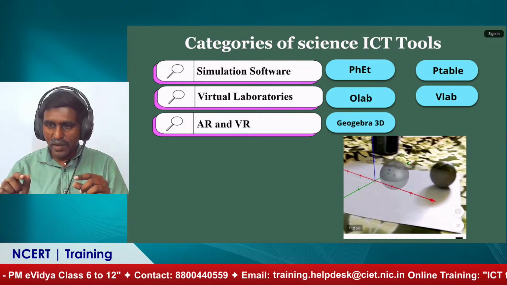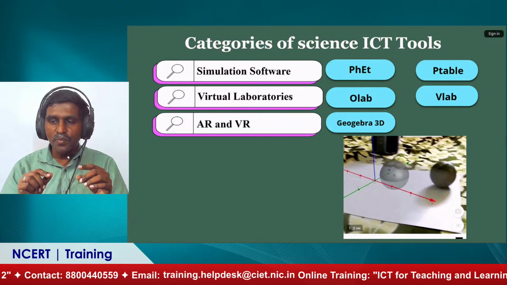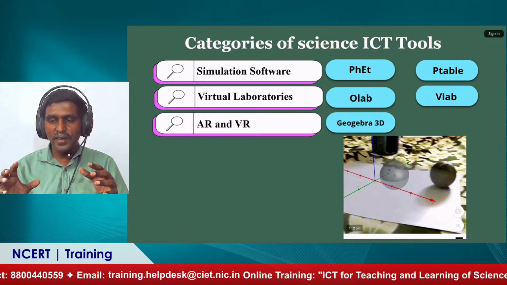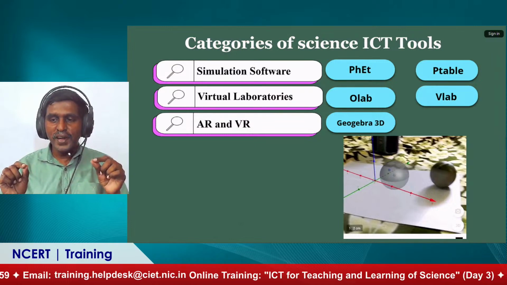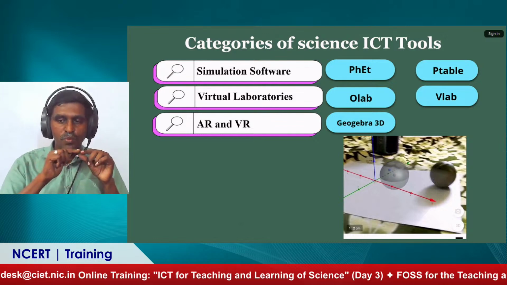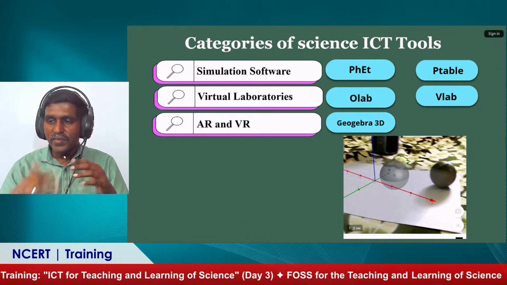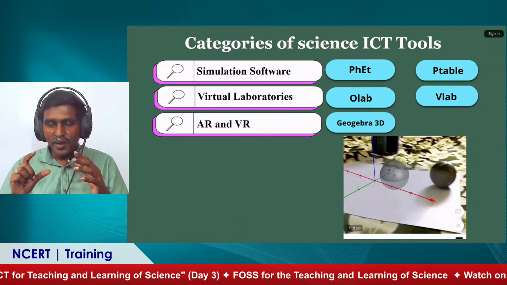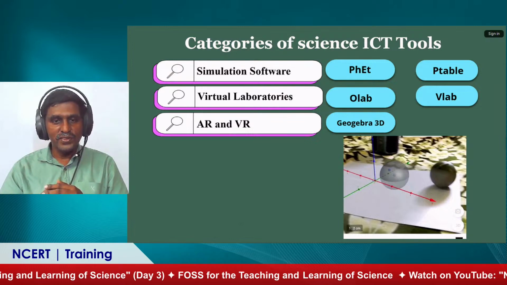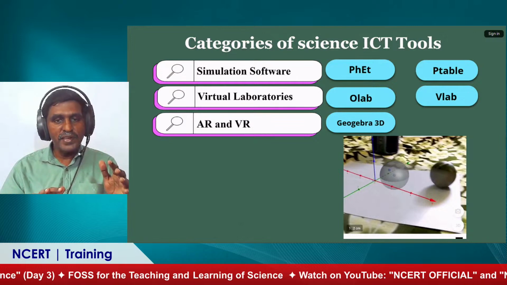For example, if you want to move an object and find the velocity of the ball on the table, you construct a ball in the GeoGebra app and move it in the app, and through this AR app we can easily find out the velocity. So this kind of thing can be done in augmented reality.